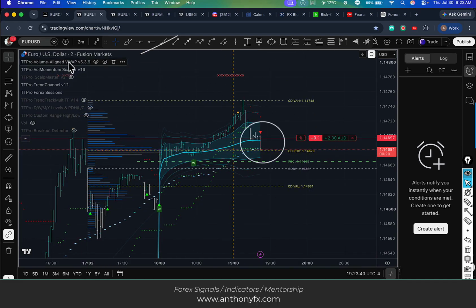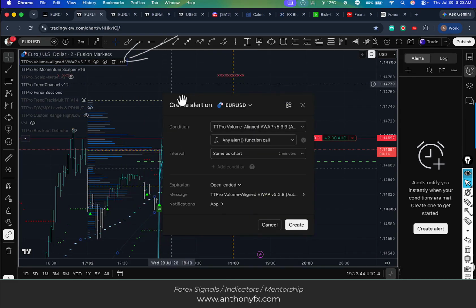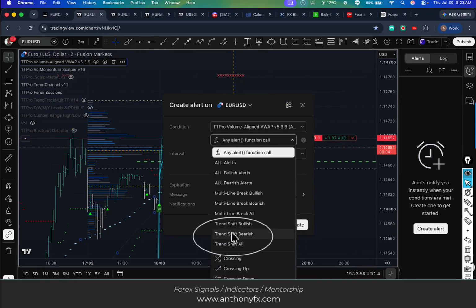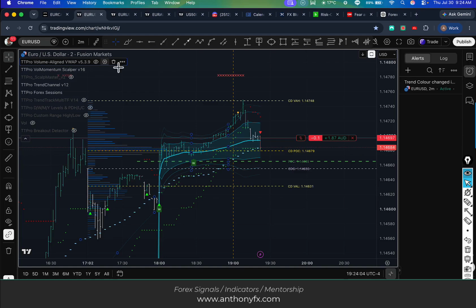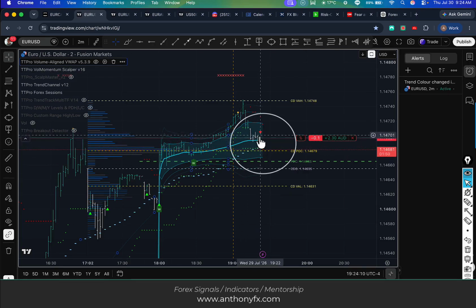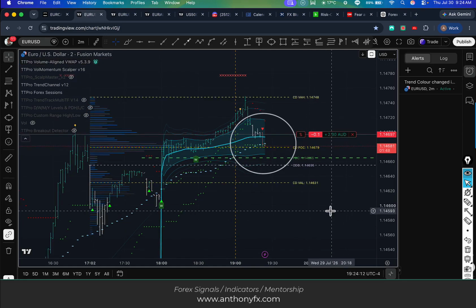Righto. VWAP, 3 dots alert. Yeah, I'm really just interested in these trend shift alerts at the moment. Once per bar. Okay. That's coming off the VWAP. So now we've got a break under our VWAP. We've got a red candle, right? So we run with that.